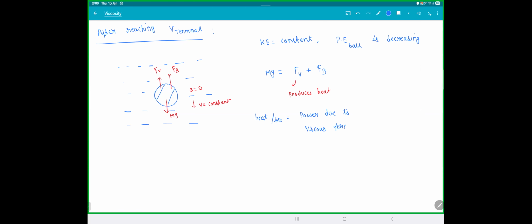And what is the formula for power? Viscous force into velocity. And viscous force will be 6 pi r eta v into v. So this will be 6 pi r eta v square. And we already know V terminal is what? 2 by 9 eta r square g (rho b minus rho l). So here V terminal is proportional to r square.